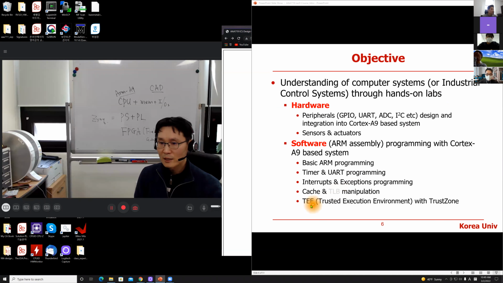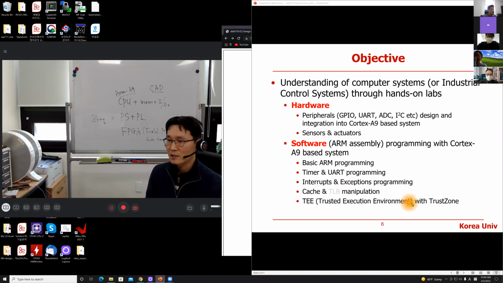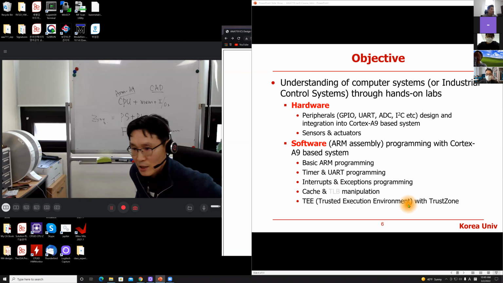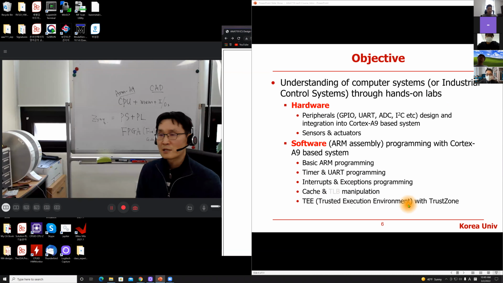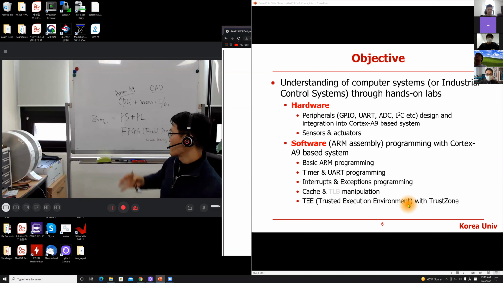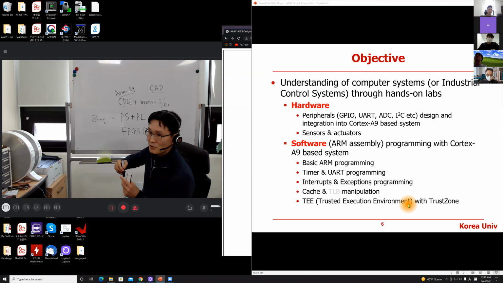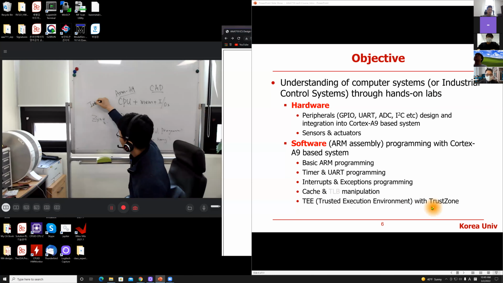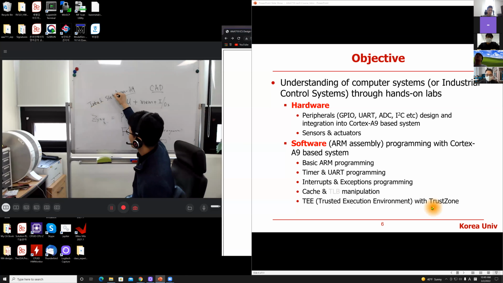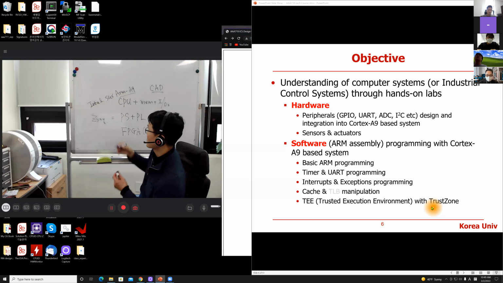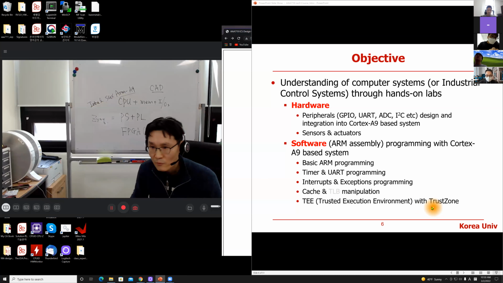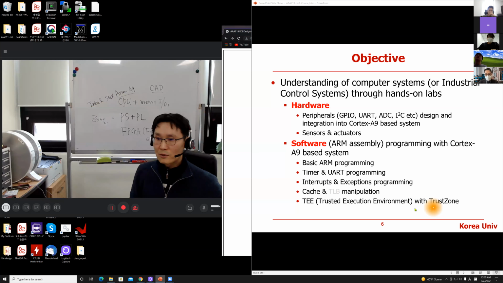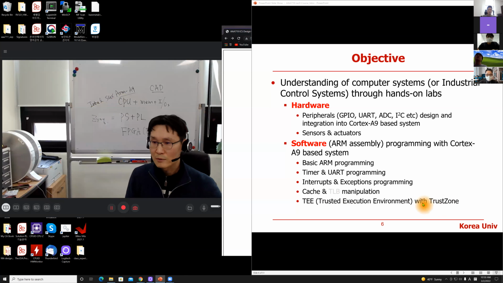And finally, TEE, trusted execution environment, will be discussed. So what is TEE? A security feature. Every CPU vendor provides some kind of security feature. ARM provides a technique called TrustZone. Intel provides a technique called SGX, Software Guard Extensions, for security. So we will talk about TEE also.